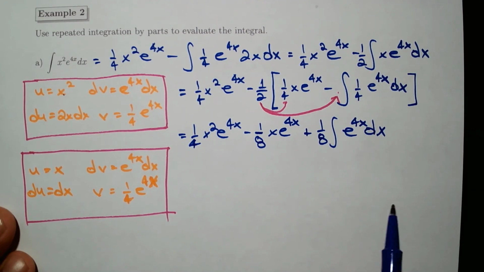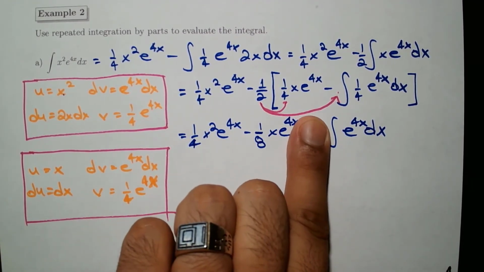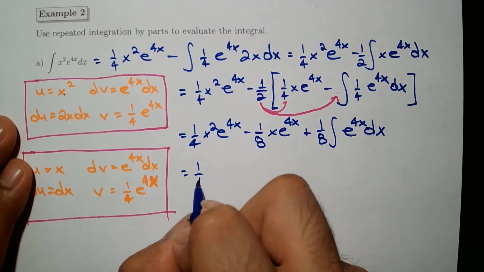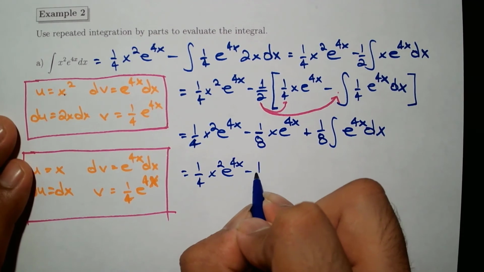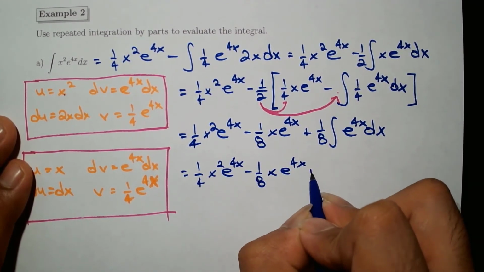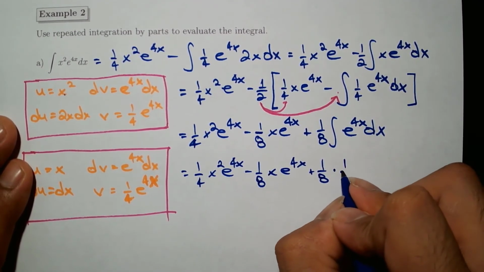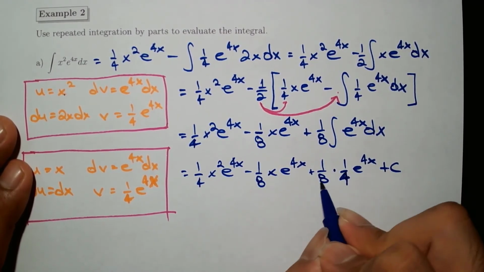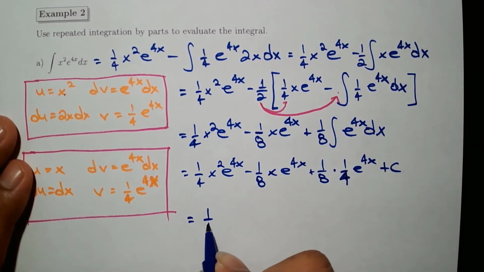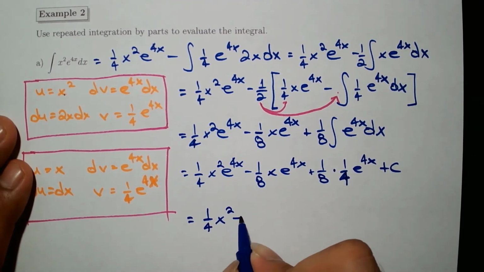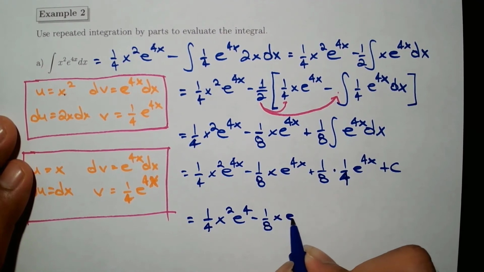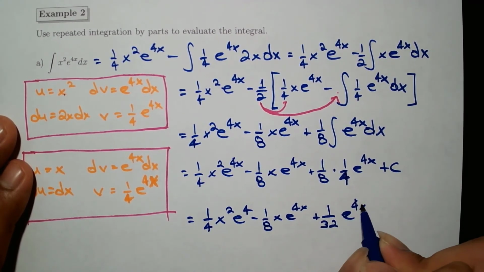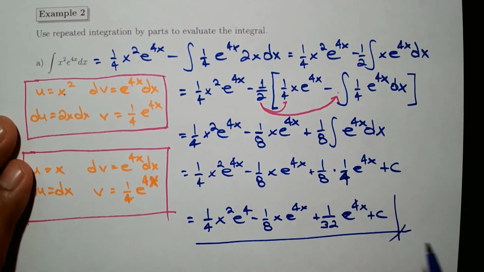dx. So now all we need to do, well, ignore this constant for a second, just evaluate the integral of e to the 4x. So we are going to have 1/4 x squared e to the 4x minus 1/8 x e to the 4x plus 1/8 times 1/4 e to the 4x plus c. All we need to do now is multiply this 4 times 8 in the denominator to obtain, okay, keep writing what we had from before, and then just have 1/32 e to the 4x plus c. Final answer.